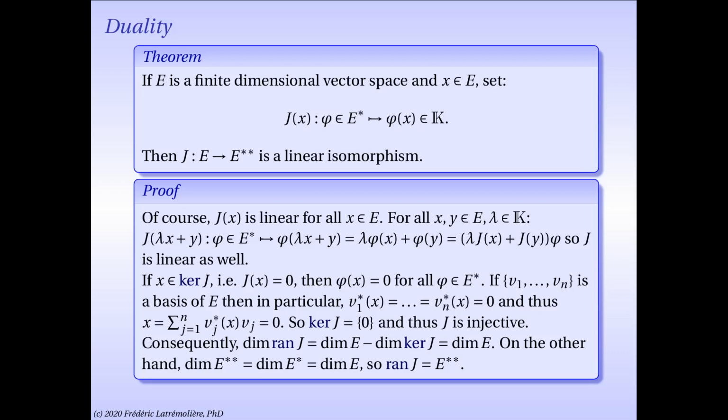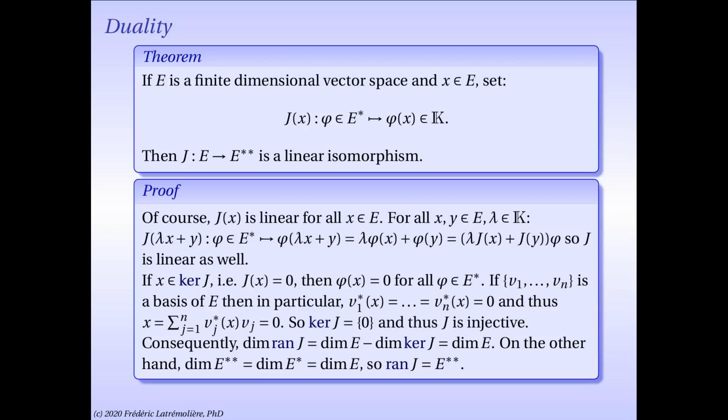Well, what we're going to do is pick a basis of our vector space E, which is assumed to be finite dimensional. Let's call this basis V1 to Vn. And let's consider its dual basis with the same notation as before, V star 1 to V star n. Now, V star 1, V star 2, etc. are all elements of the dual. And so when you apply them to x, we get 0.